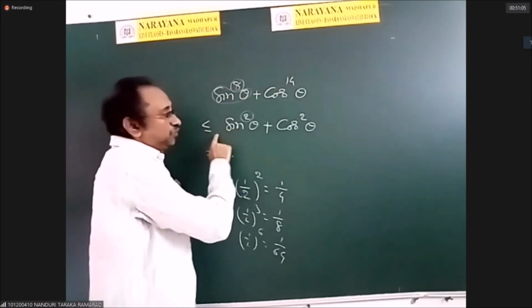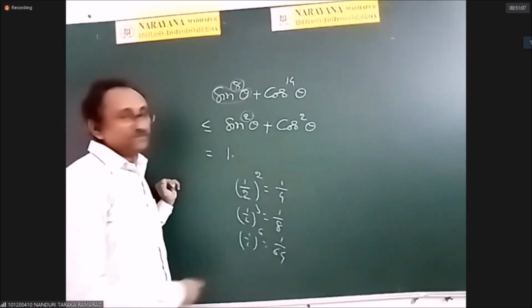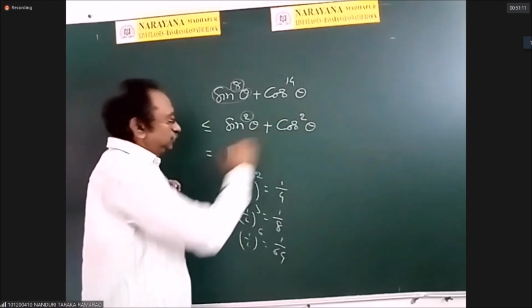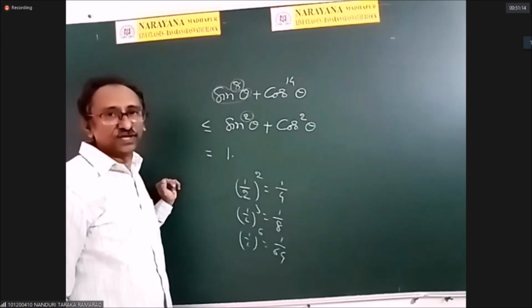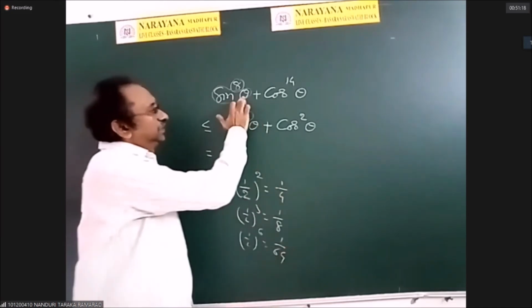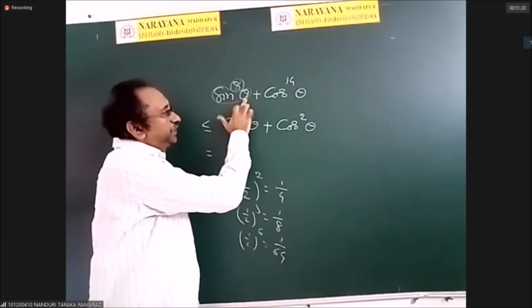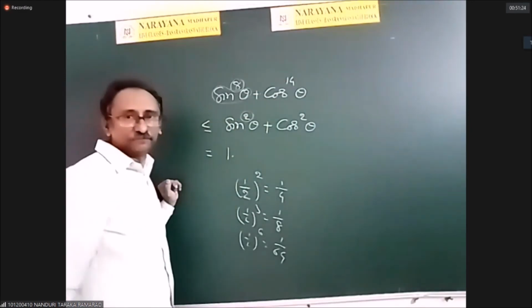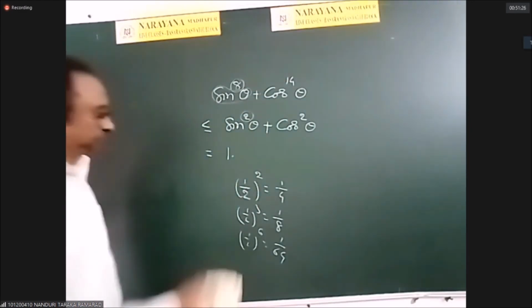Similarly, cos power 14 is less than cos square. Therefore, definitely this is less than or equal to this. So this value is 1 and maximum value is 1. Can we get maximum value 1? That is the question. Yes, definitely. Suppose theta is equal to pi by 2, this is 1 and this is 0. So 1 plus 0 is 1. So maximum value is 1, no doubts.